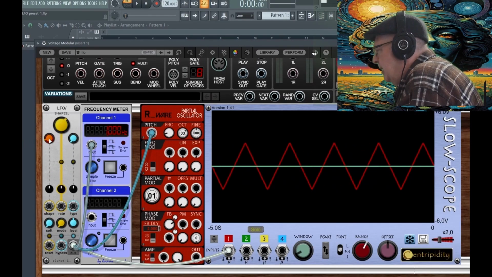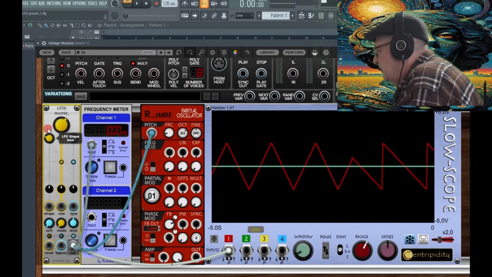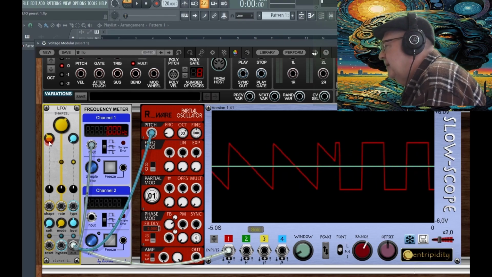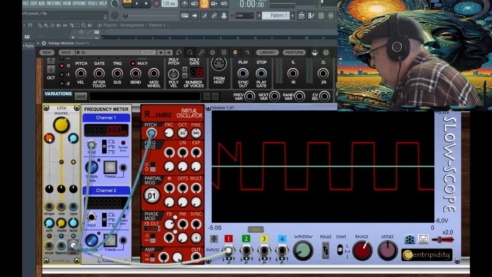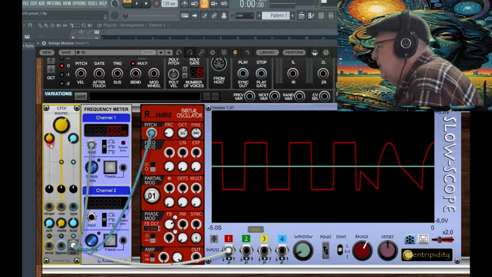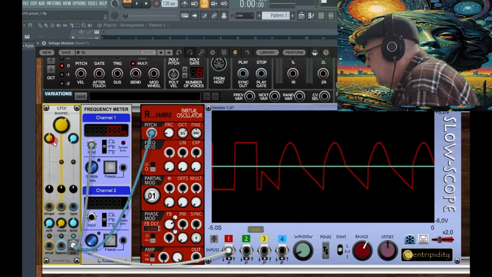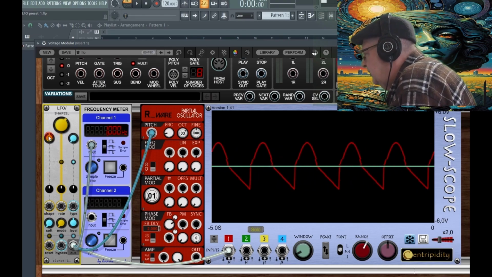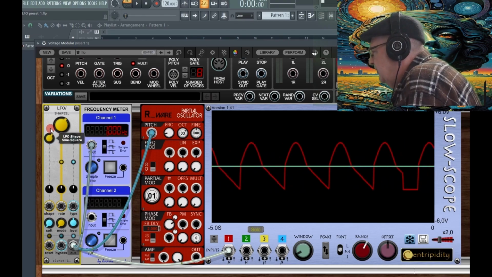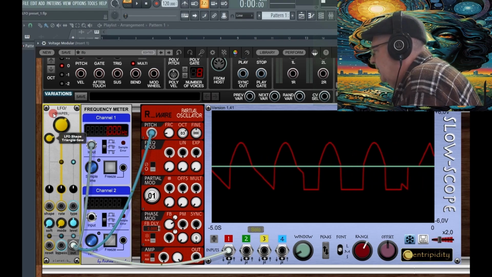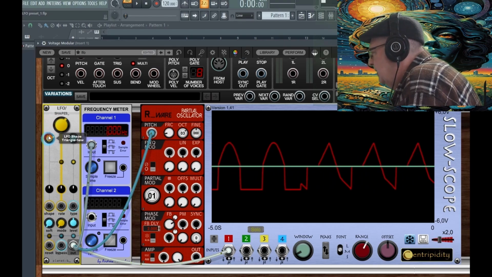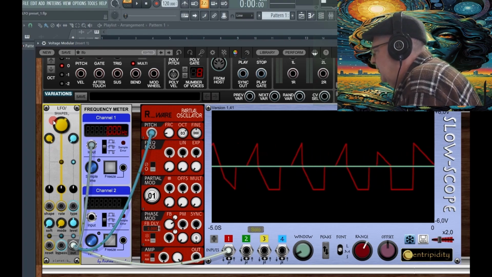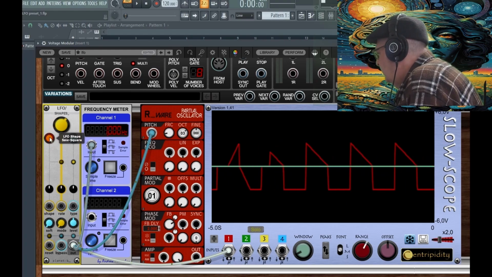Okay, sine and triangle. Next one is saw, of course, and then the square wave. But turning the knob a little bit further lets us come to combined wave shapes. Here it's sine and saw. The next one is sine and square. The next one is triangle and saw. The next one is triangle and square. And the last one is saw and square.